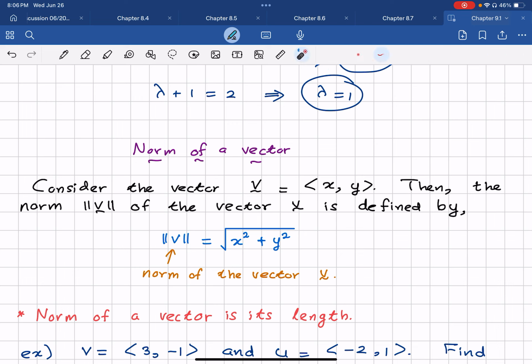Okay, right. Next we would move to define the norm of a vector. Norm of a vector is the length of a vector. Suppose we have any arbitrary vector v equals (x, y). So note that this is a vector that connects the origin and the point (x, y). Then the norm of this vector v is given by the square root of x squared plus y squared. This is intuitive because we know that the norm is length, and from the Pythagorean theorem you can show that the length of that vector v is given by this formula.